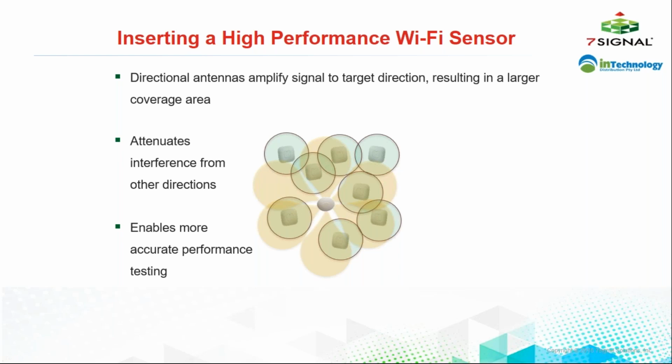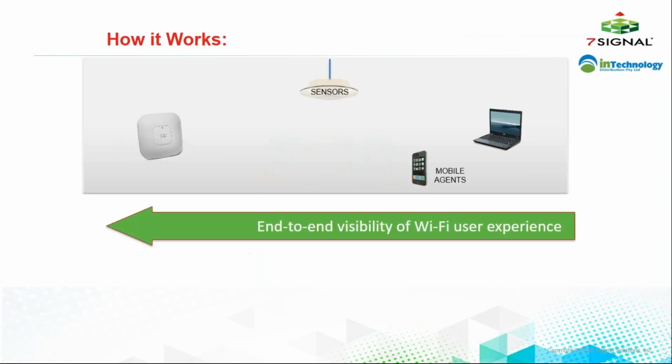Because of the directional beam steering that we have inside, we have incredible coverage. It also attenuates or suppresses the noise that's coming from the other areas, and it allows us to have great benchmark tests, very accurate performance testing. So that's our unit in the middle there. We call it the Sapphire Eye, and this is in fact what it does and how it works.